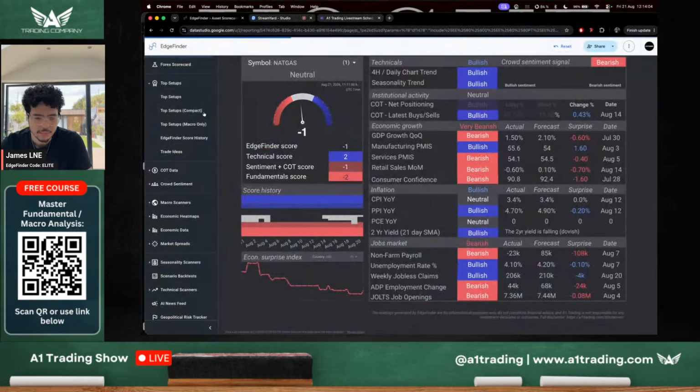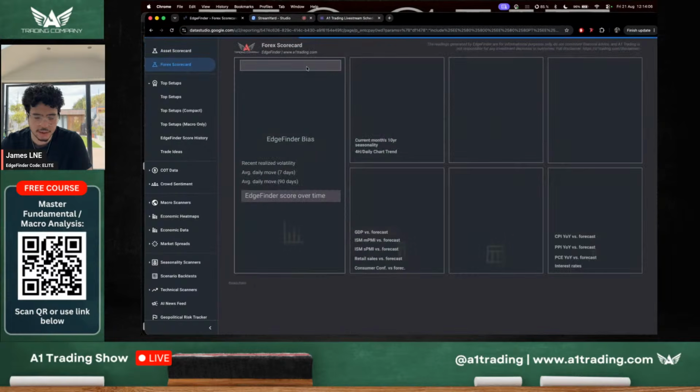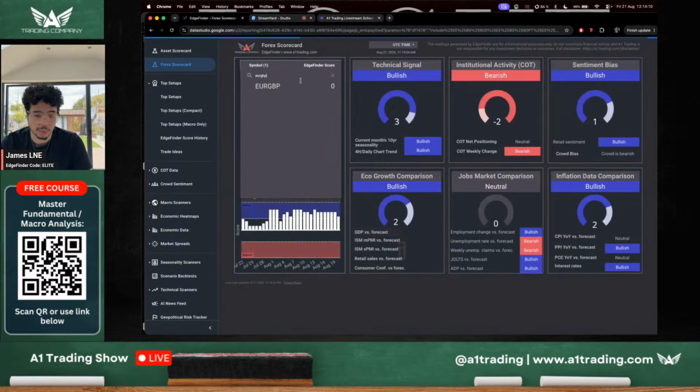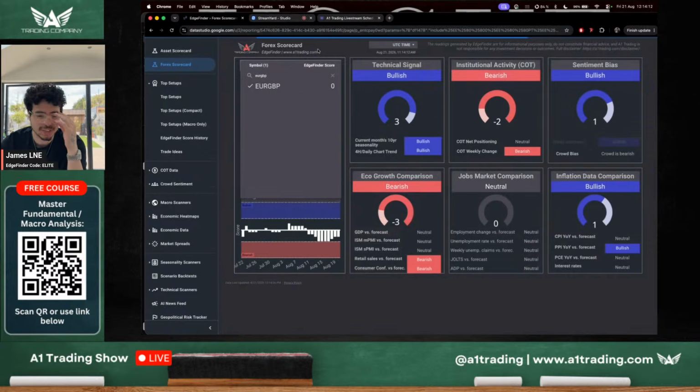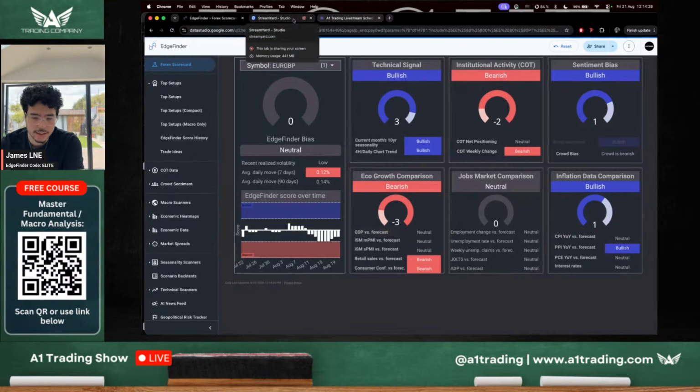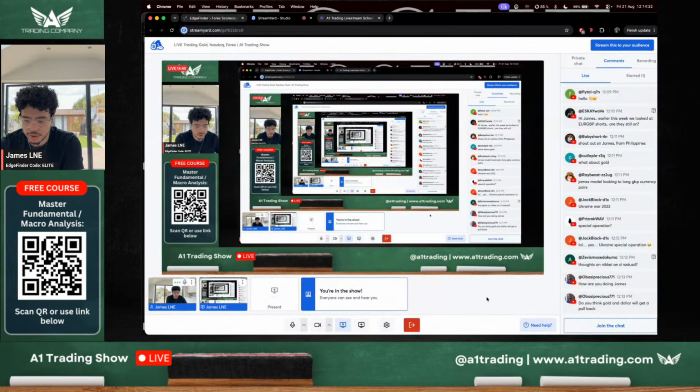I'm also not sure if we're getting a score for Euro pound. Let's check. No, we're not actually. Well, there you go. We've got absolutely nothing. We don't have a single thing going on here. We've got technicals bullish, institutional activity is bearish, sentiment on retail is bullish, economic growth is bearish, inflation is bullish. Yeah, we've got a completely flat score there. So yeah, the technicals were a little bit murky. Fundamentals are completely dead. So yeah, there's nothing for me there, unfortunately.